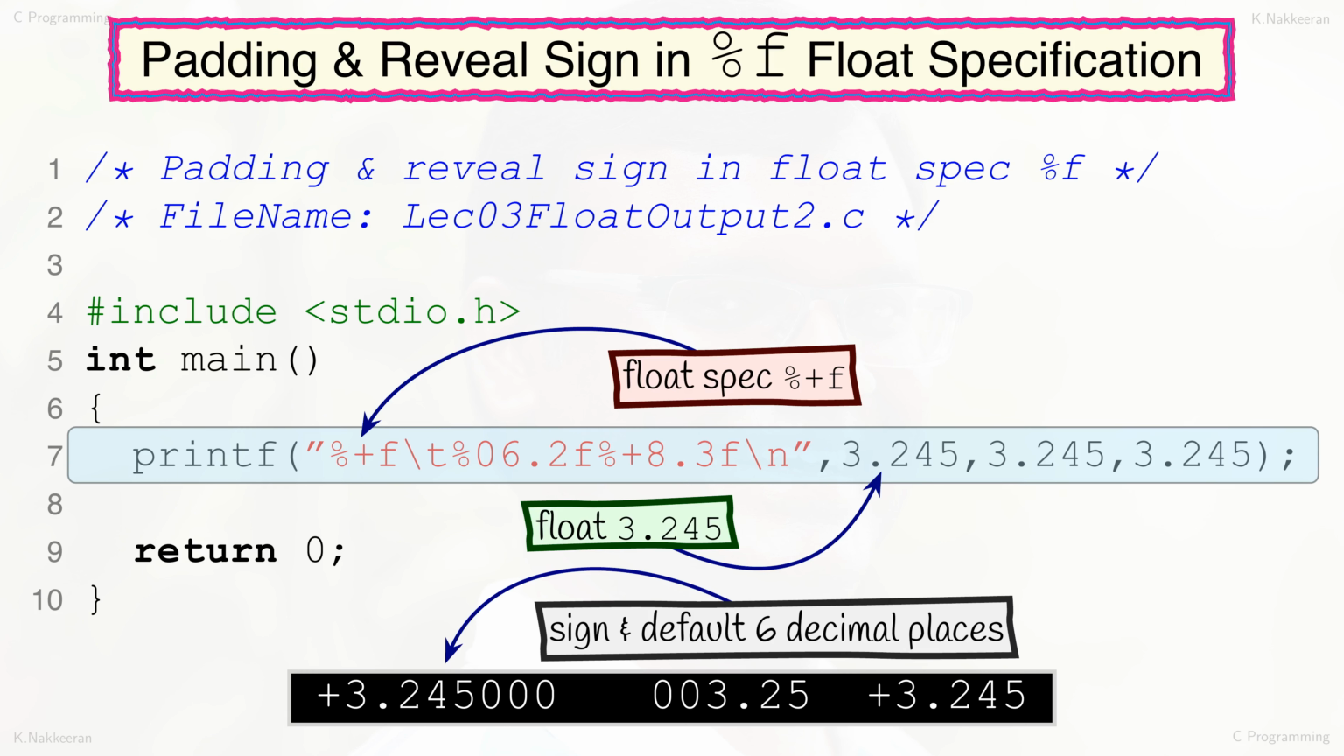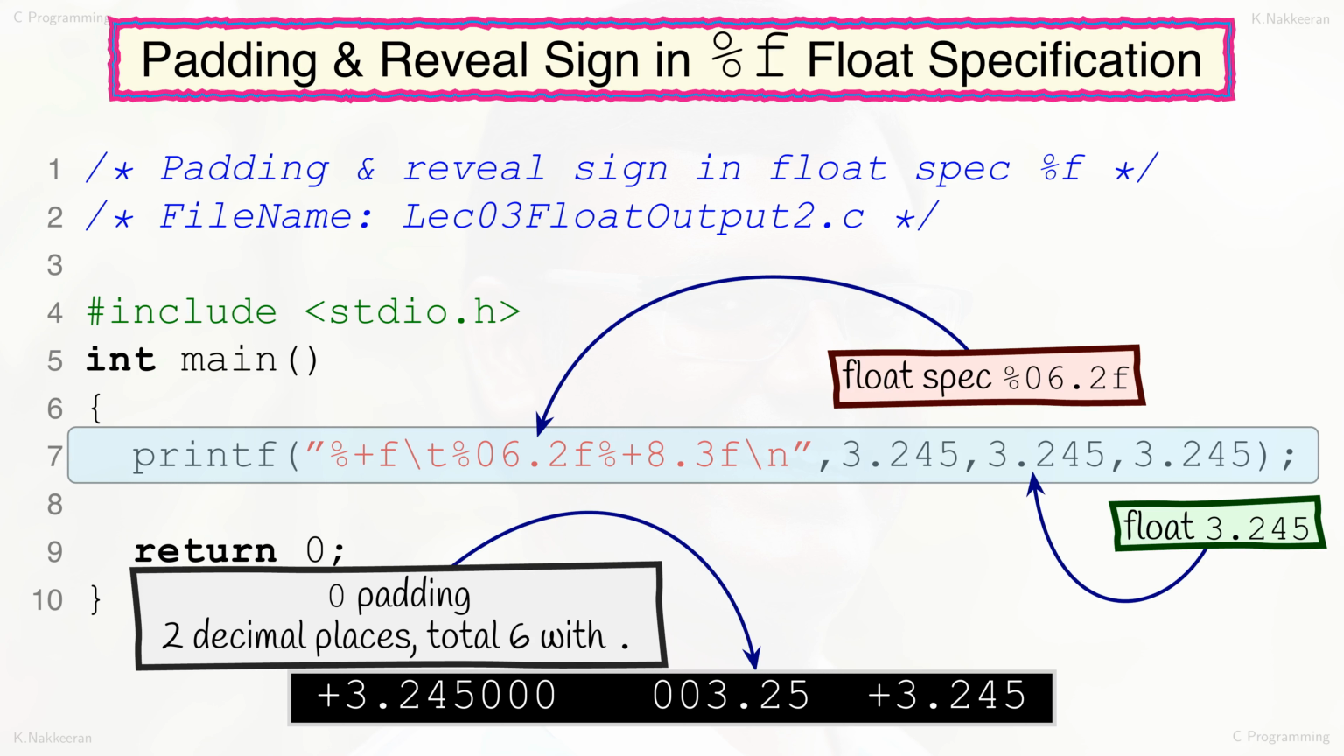%+f specification by default displays 6 decimal places and reveals the sign of the float number irrespective of whether it is positive or negative. The float number provided for %+f specification is 3.245, which is the positive number and has only 3 decimal places numbers. So, in the output plus sign is revealed in front of the number and 3 zeros are displayed to fill the %f specification default display of 6 decimal places.